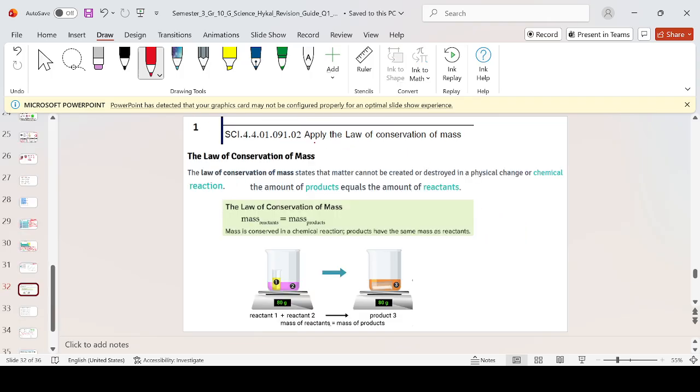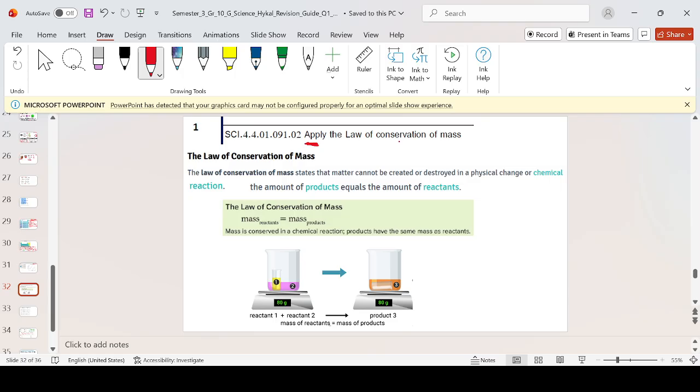It says you need to apply the law of conservation of mass. As we discussed, the law of conservation of mass states that we cannot create matter, or we cannot destroy matter in any physical or chemical change. What does this statement mean? It simply means in a chemical reaction, the mass of the products is always equal to the mass of the reactants. In your book, they write it like this: the mass of reactants equals the mass of the products.